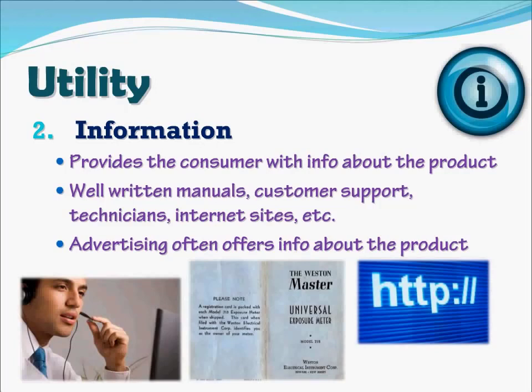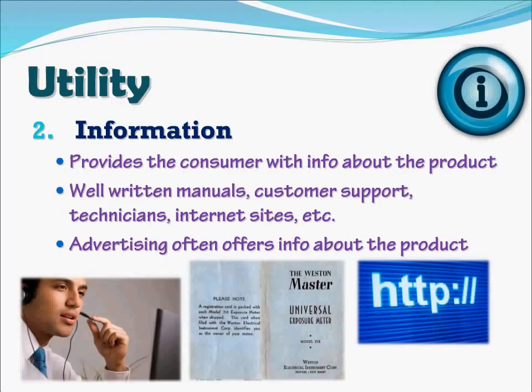So consumers need to know how to use the product, and therefore marketers and companies will provide manuals. They'll provide customer support. They'll provide internet sites that heavily explain how to use the product, and they'll provide now videos and all sorts of other ways to show how the product's used. And therefore advertising often gives this information about the product. The internet has definitely revolutionized this information aspect of utility.